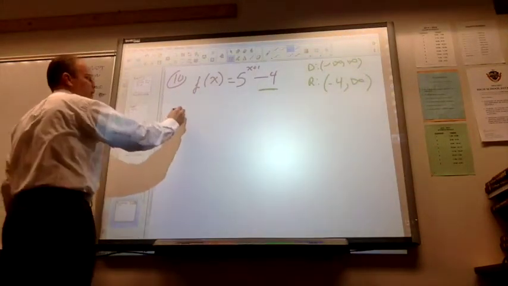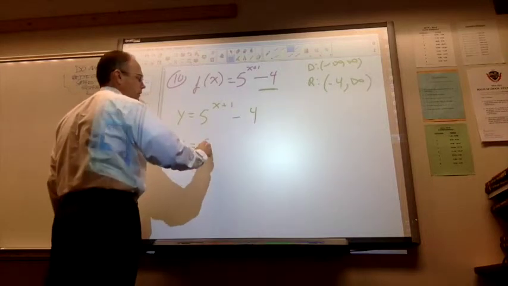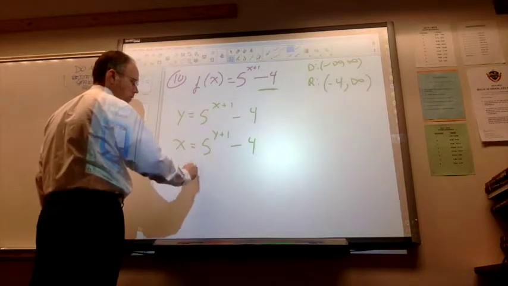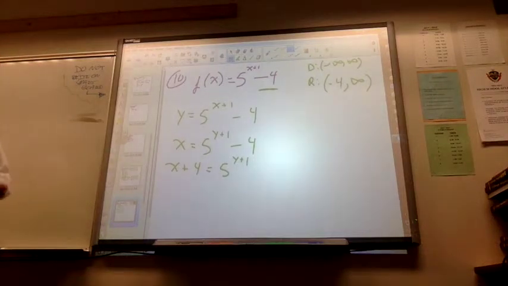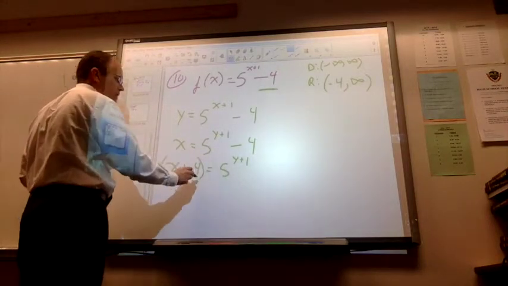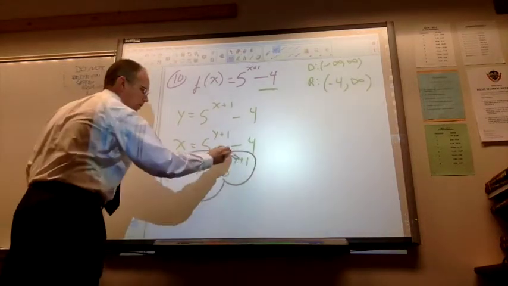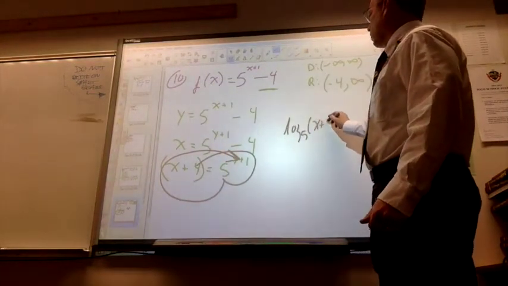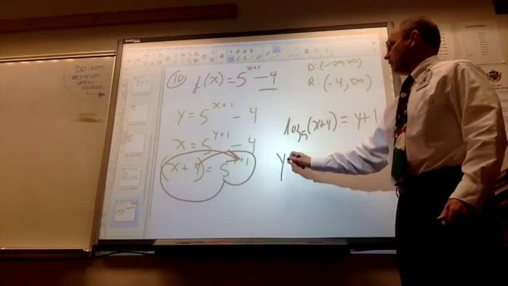Now let's change functional notation to y equals, flip-flop x and y. Let's solve for y. So I'm going to add 4. Now, some of you asked at this point, where should I go? Can I snake it or snail it? The answer is yes. Make sure that's in parentheses if you snail it. Okay, actually it goes this way. Sorry about that. So then I'm going to get log base 5 of x plus 4 is equal to y plus 1. Get y by itself.